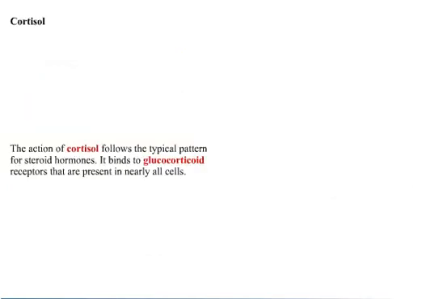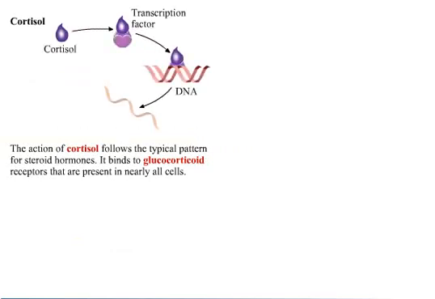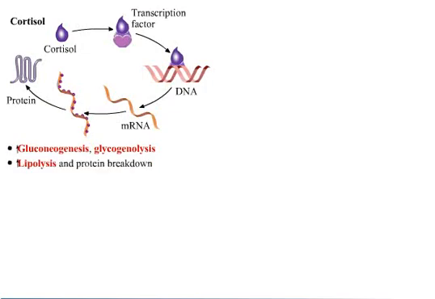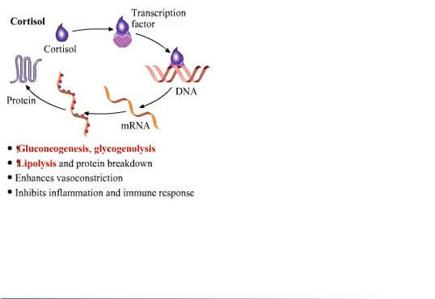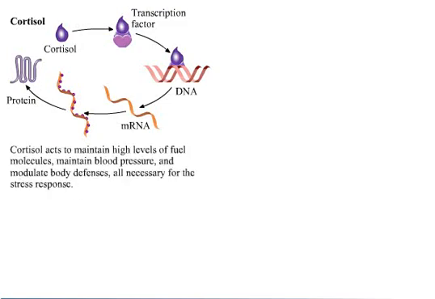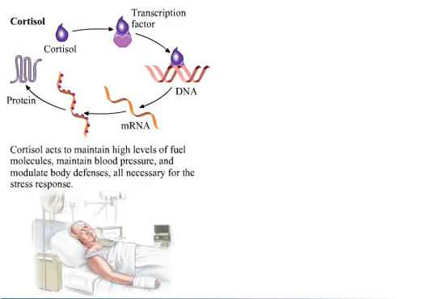On this page, we will study the mechanisms used by cortisol and thyroid hormone to induce cellular responses. The action of cortisol follows the typical pattern for steroid hormones. It binds to glucocorticoid receptors that are present in nearly all cells. Some of the many cellular responses to cortisol are listed. Cortisol acts to maintain high levels of fuel molecules, maintain blood pressure, and modulate body defenses, all necessary for the stress response. We will study the stress response in Topic 5.